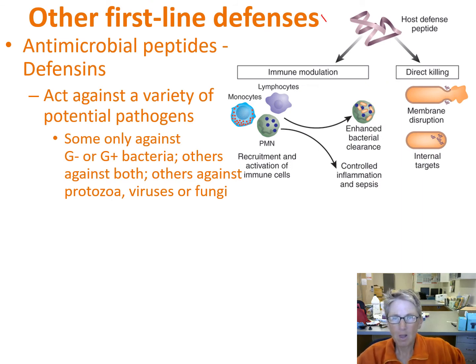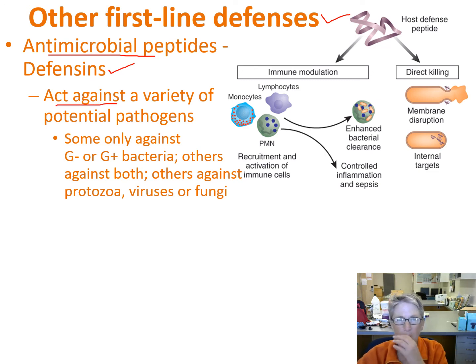Okay, other first-line defenses include antimicrobial peptides. We've talked about this, defensins and dermacidins. Now remember, these aren't cells, they're molecules or peptides, and they could act against a variety of potential pathogens, including gram-negative or gram-positive bacteria. Some of these defensins or dermacidins can also act against protozoa, viruses, or fungi. So in this cartoon, here's a host defense peptide. So this isn't a cell, it's just a peptide, but it can help protect you against microbes.